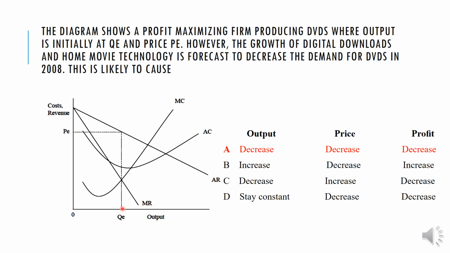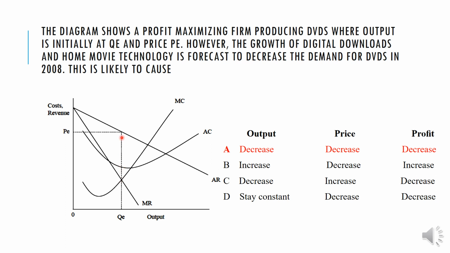Okay, then what happened? However, a growth in the digital downloads and home movie technologies is forecasted to decrease the demand for DVDs in 2008. So we already know that Amazon Prime movies and Netflix will lead to a fall in the sale of DVDs. So what will happen? That is likely to cause what? We can check output, price, and profit.